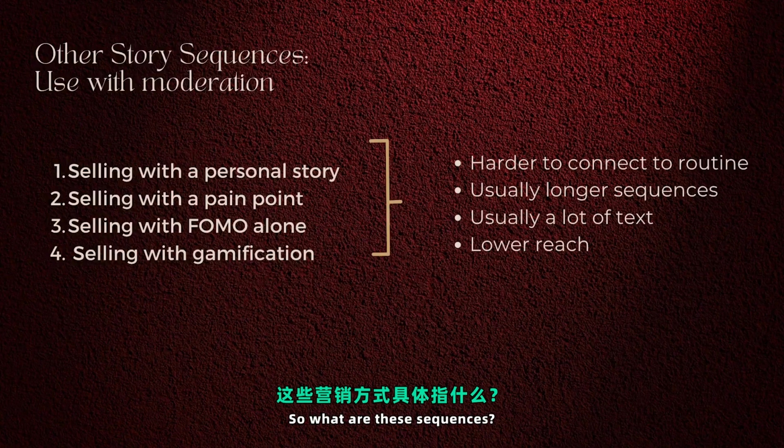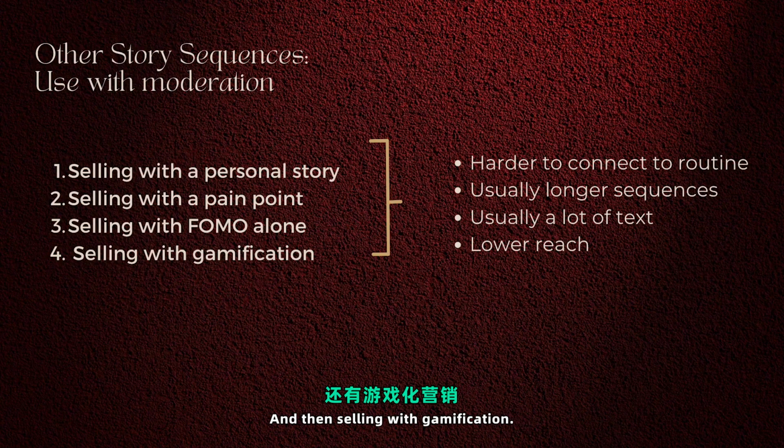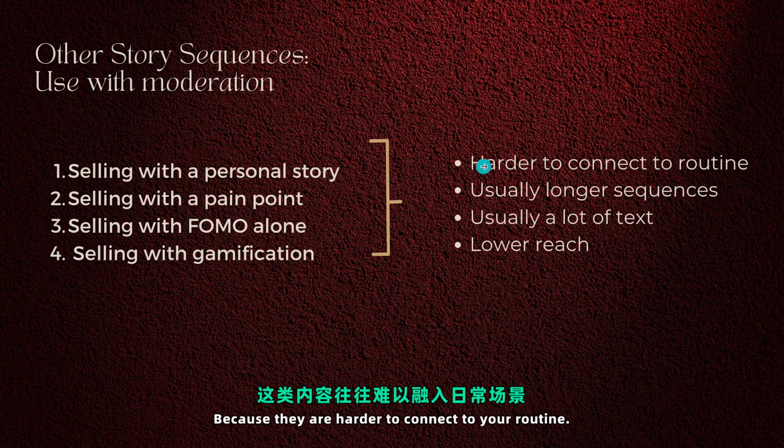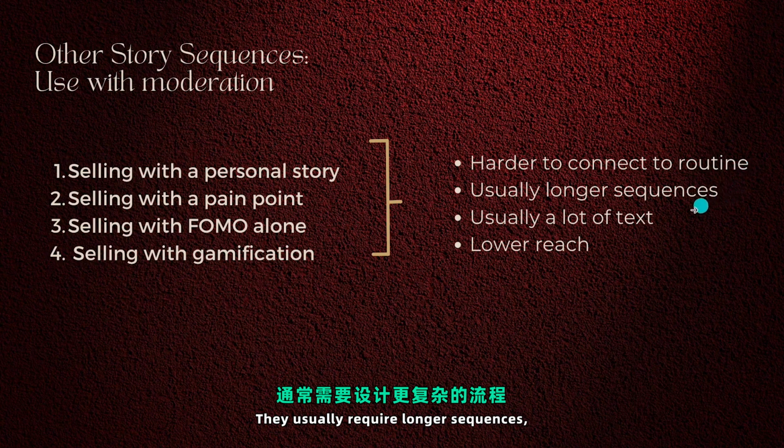So what are these sequences? Selling with a personal story, selling with a pain point, selling with FOMO alone, so just FOMO, not related to a story, and then selling with gamification. So why should we not use them as often? Because they're harder to connect to your routine. They usually require longer sequences, a lot of text, and consequently they give lower reach.